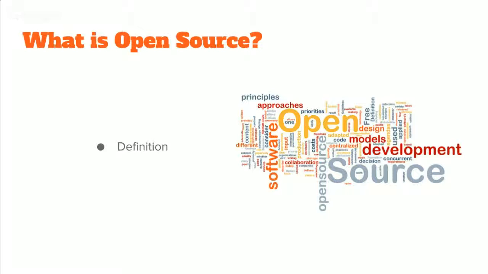The Open Source Initiative defines open source as software that can be freely used, changed, and shared in modified or unmodified form by anyone. This typically refers to a software's source code. It can be shared, downloaded, and modified freely by anyone in the world.